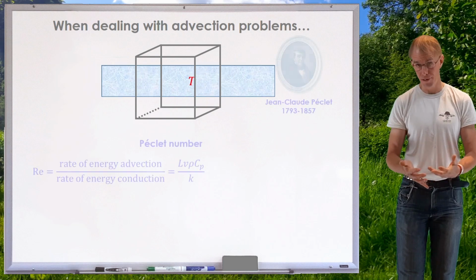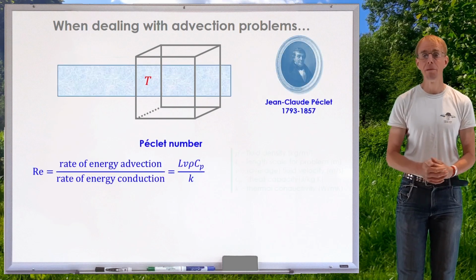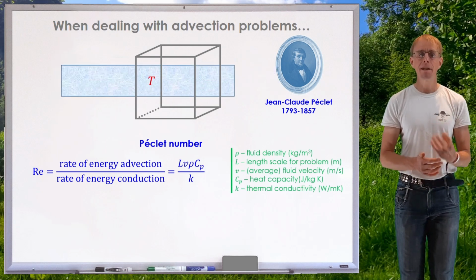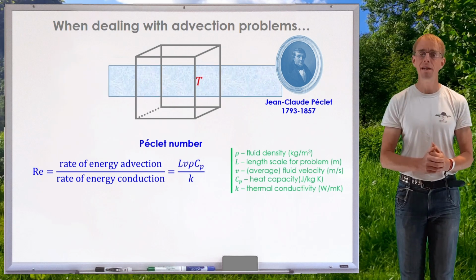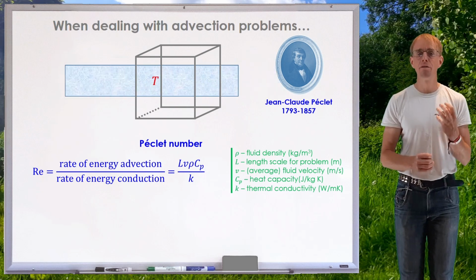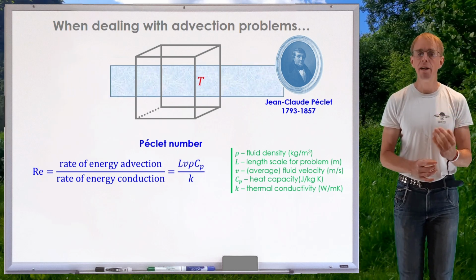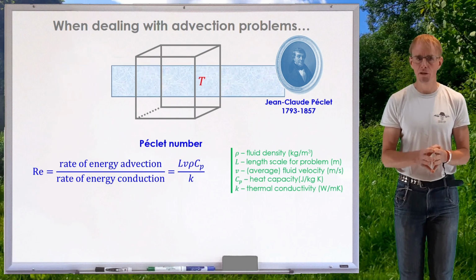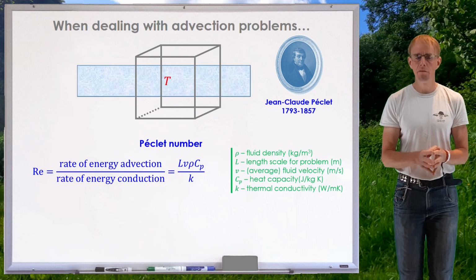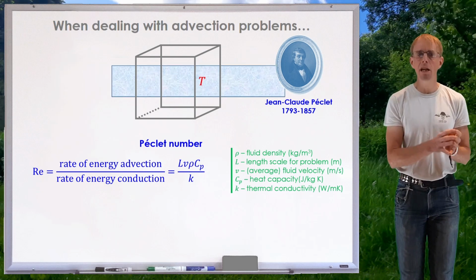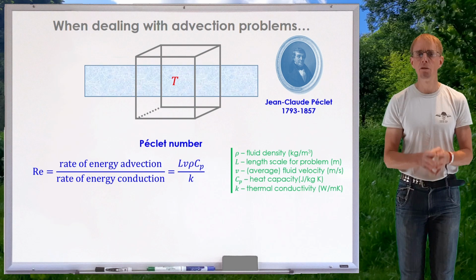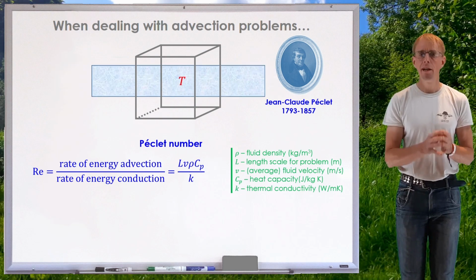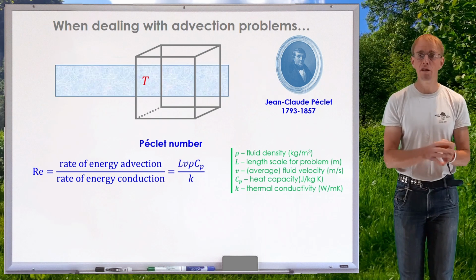And the answer is, perhaps unsurprisingly, with a non-dimensional group. A non-dimensional group named after Frenchman Jean-Claude Peclet, and we're dealing with the Peclet number here. And the Peclet number, excuse the typo on the board, that should be PE, not RE. The Peclet number is the rate of energy advection divided by the rate of energy conduction. Now let's think about this a little bit carefully. So the rate of energy advection is the amount of energy coming into my control volume as a result of material motion. The rate of energy conduction is the rate of energy transfer within my material.